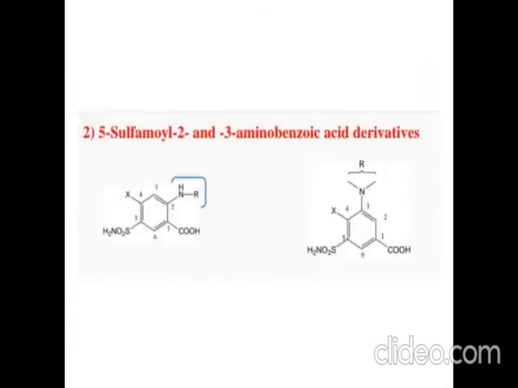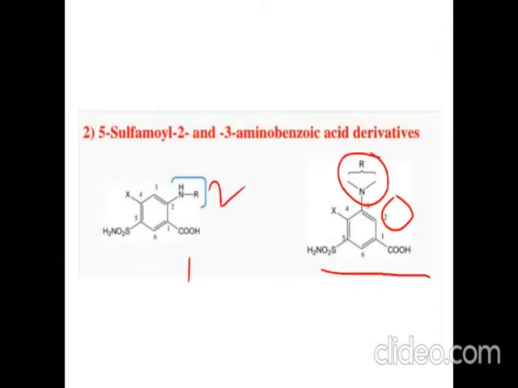Now, in the same way, 5-sulfamyl anthranilic acid is present. So at the first position COOH is present, and at the second position an amine group or substituted amine is present. Here in the second structure there is no amine group or substituted amine group at the second position, but at the third position there is the presence of an amine group.